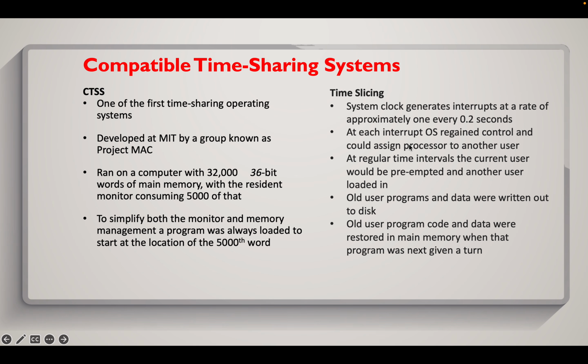So this is compared with time slicing. The time slicing system clock generates interrupts at the rate of approximately one every 0.2 seconds. At each interrupt, the OS regained control and could assign the processor to another user. So old user programs and data were written out to disk. Old user programs, code and data were restored in main memory when that program was next given a turn.